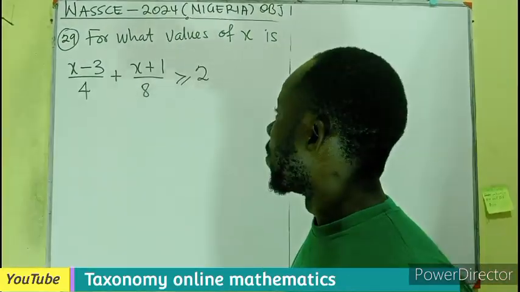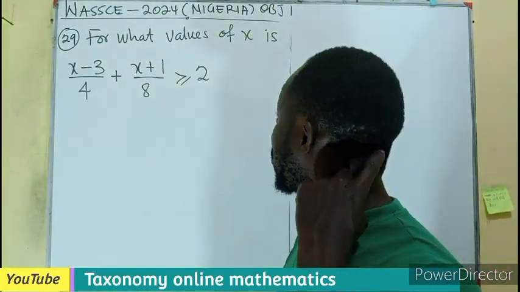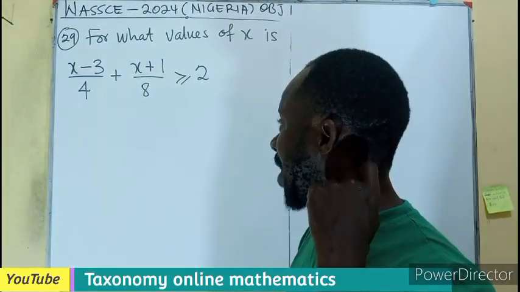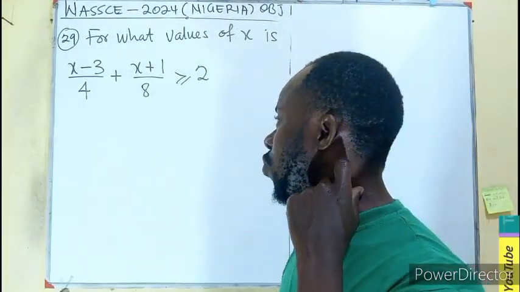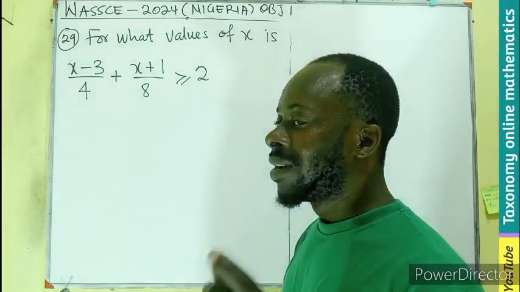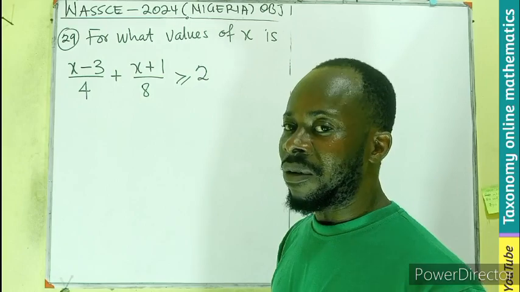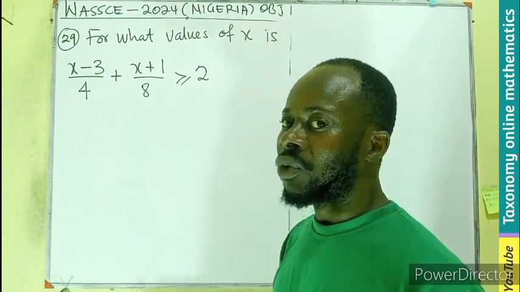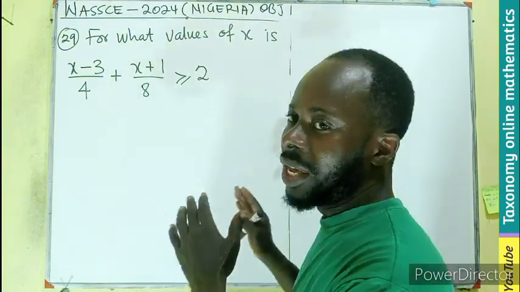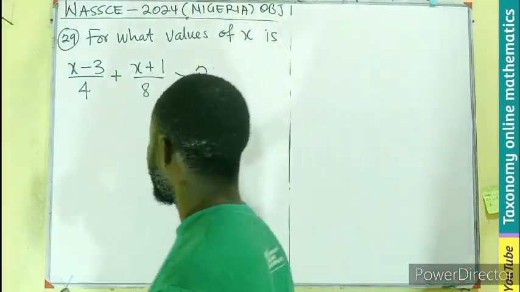Question 29 of the objective test. For what values of x is (x - 3)/4 + (x + 1)/8 greater than or equal to 2? This is a linear inequality that involves fractions. The first thing we do is to find the LCM and multiply each of the terms by that LCM.